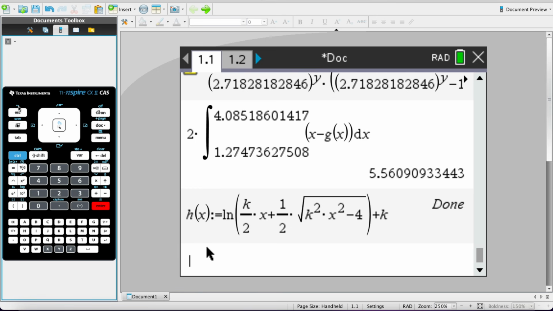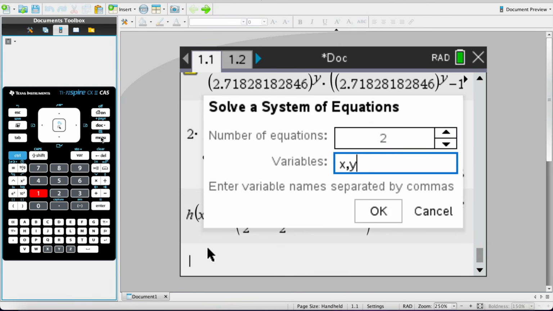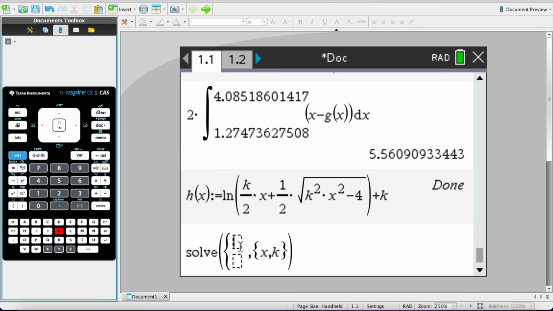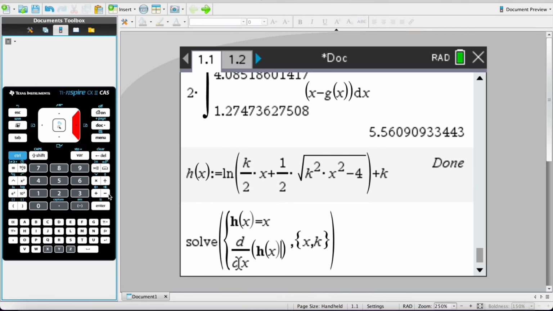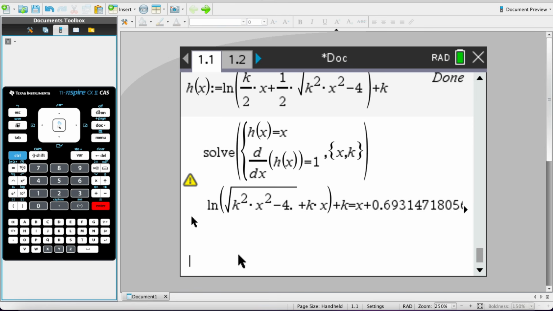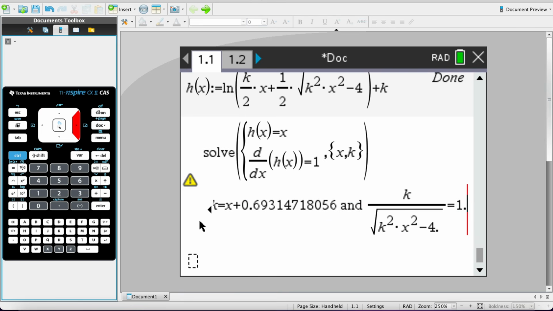Now, we just want to solve, menu 3 7 1. We're solving for x and k. And first of all, h of x is equal to x. And second of all, the derivative of h of x is equal to 1. You can do a control enter. Oh, of course it didn't work. What we can do is a slider.